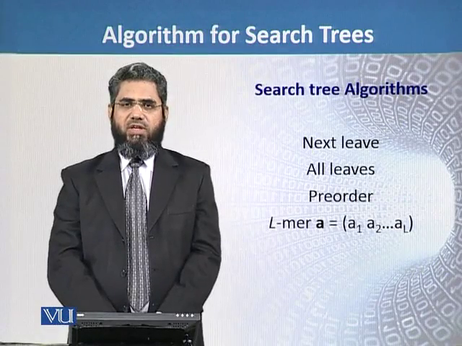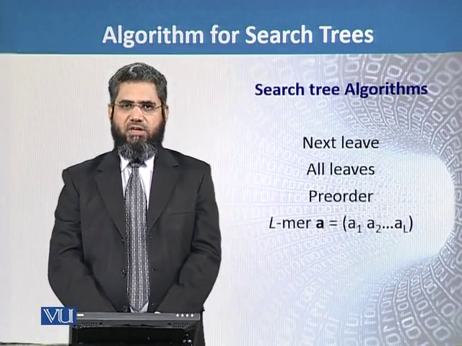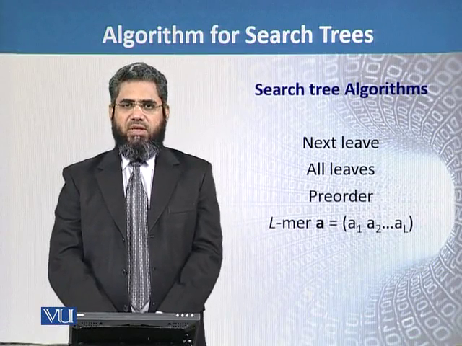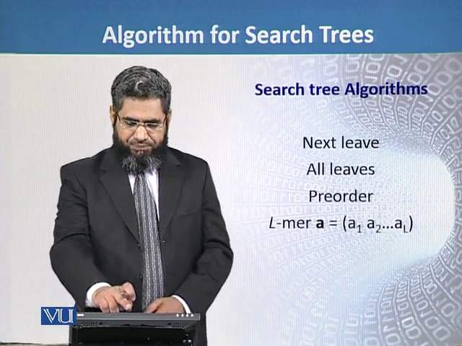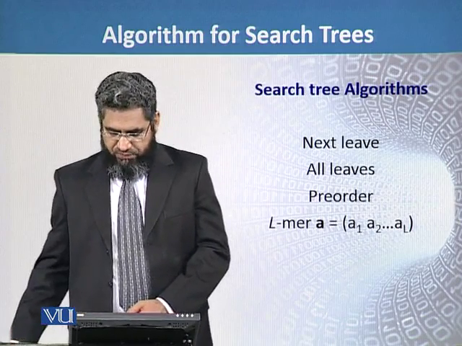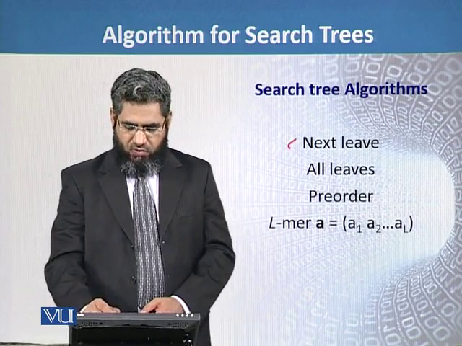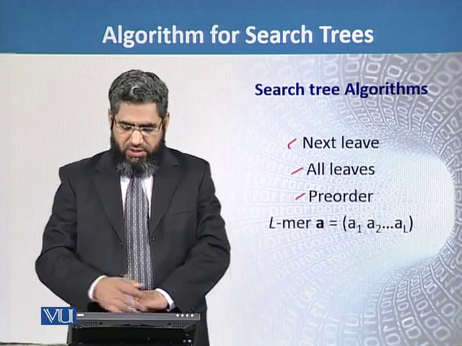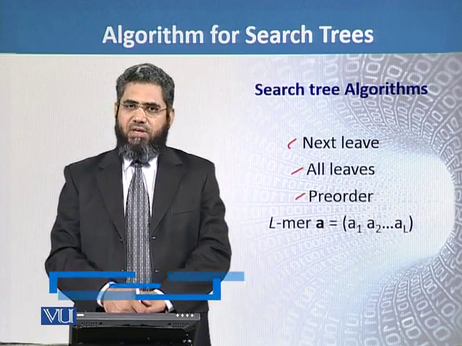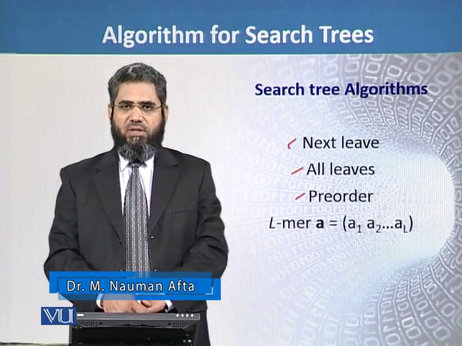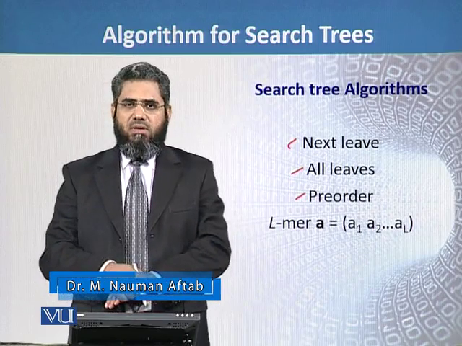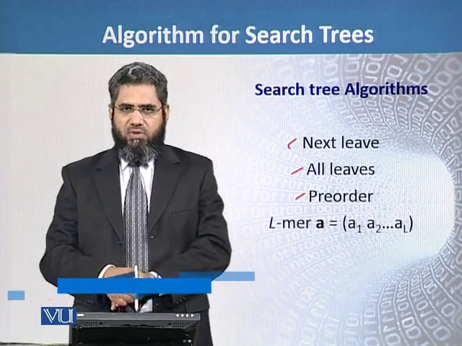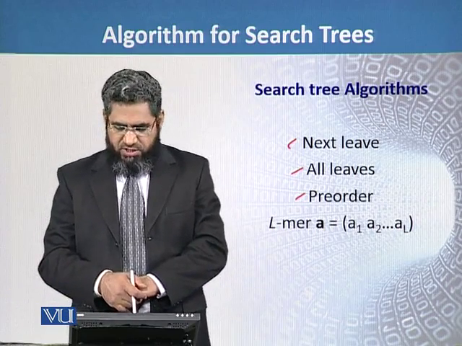Now we will see various search tree algorithms that are used to find the various strings. In this regard, we will discuss the next leaf algorithm, all leaves, and pre-order algorithms. The next leaf algorithm is a very natural form of algorithm, and it counts as we count in our daily life. So it is a type of counting algorithm.